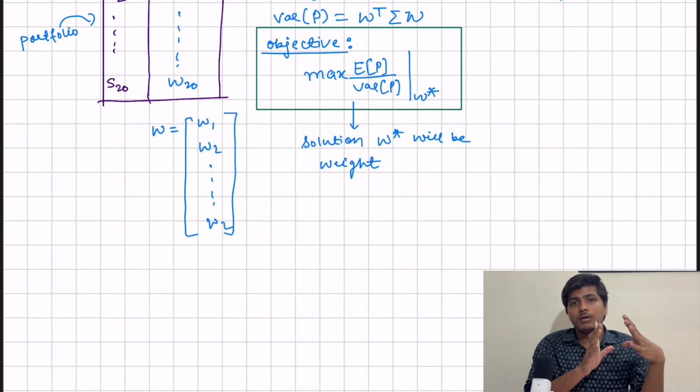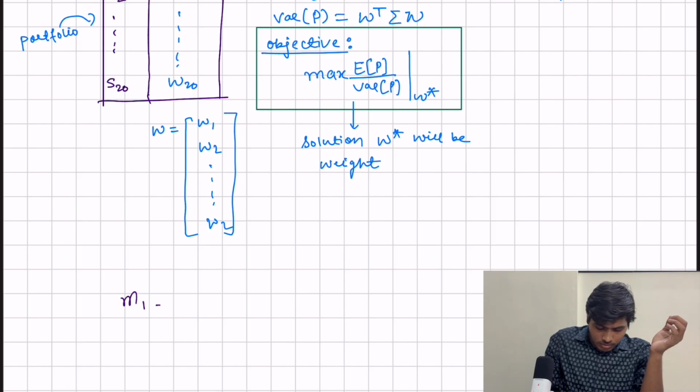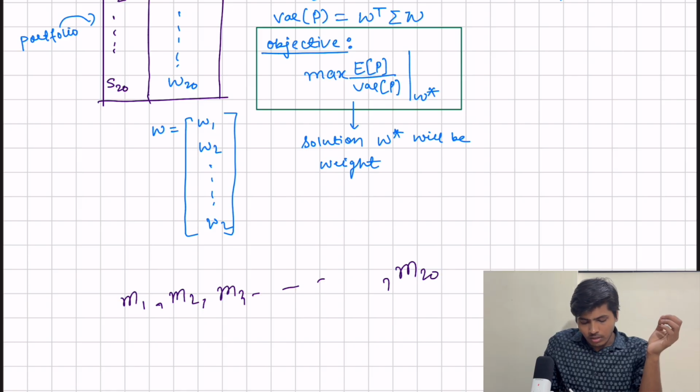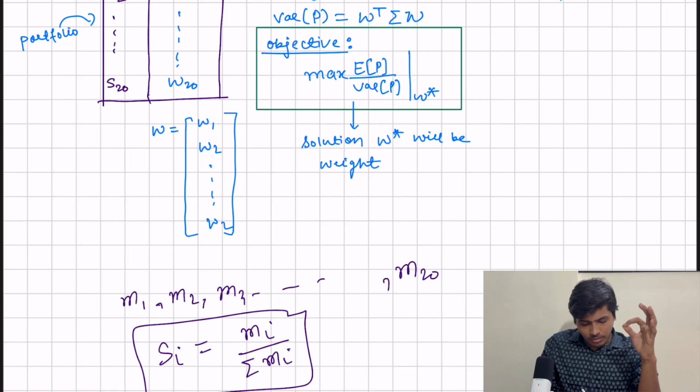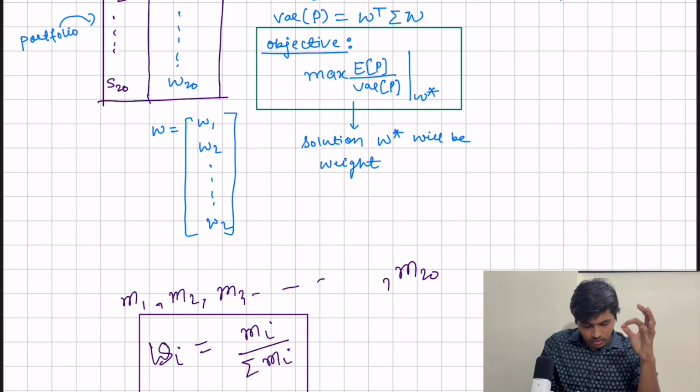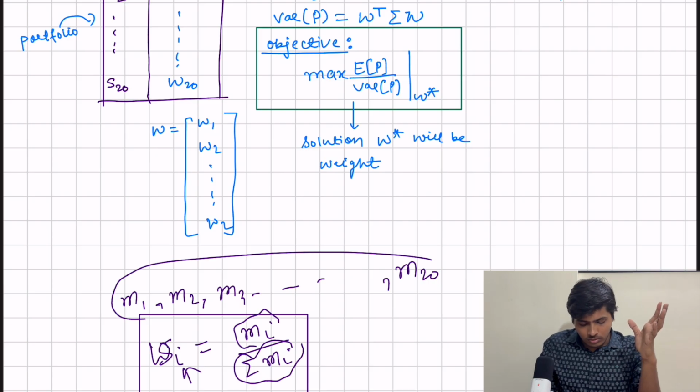You can also build a portfolio based upon market cap. Let's suppose the market caps are M1, M2, M3, up to M20. Then the weight assigned to stock i is equal to the market cap of the ith stock divided by the summation of the market caps of each and every stock, so summing over all these values.